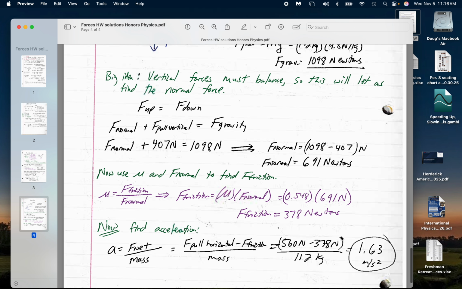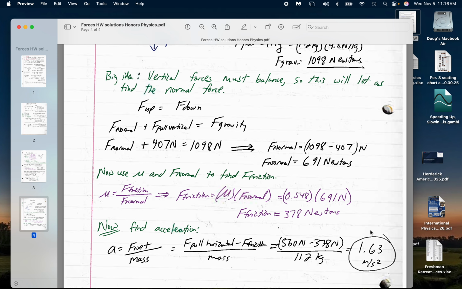Finally, to get acceleration, I'm going back to that master equation. Newton's second law is net force over total mass. My horizontal pull was 560 newtons. The frictional force is 378 newtons. They're acting in different directions, so I subtract them. Then I divide all that by the mass, and that's the acceleration.